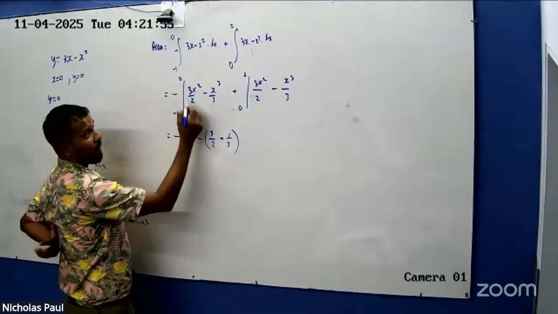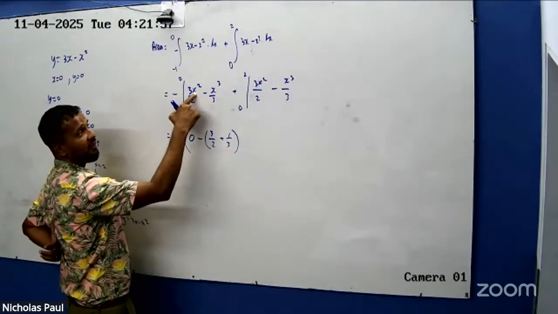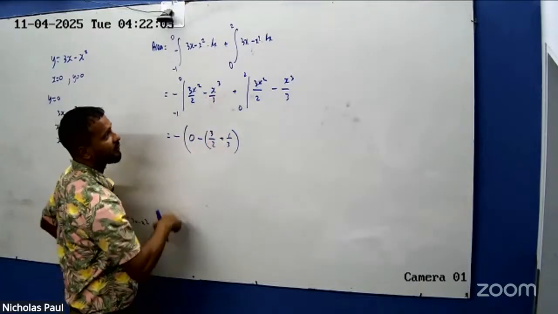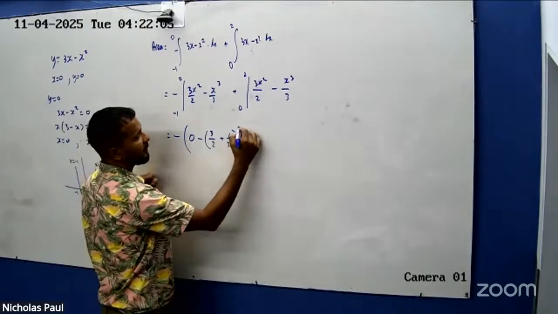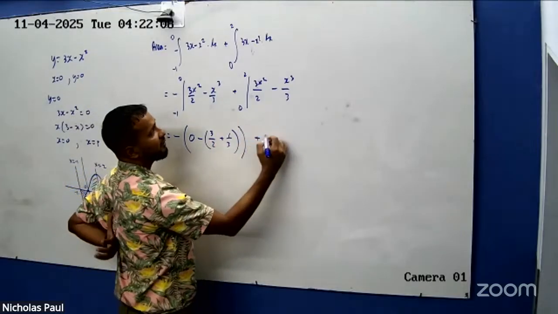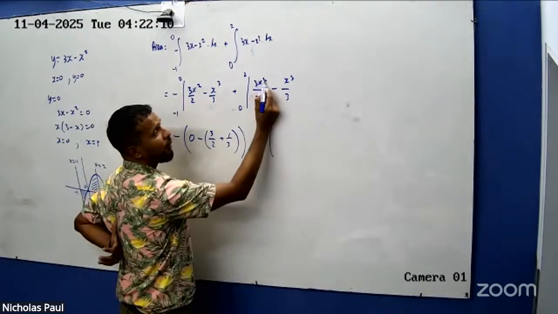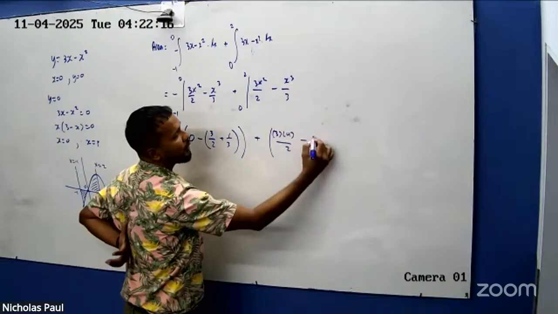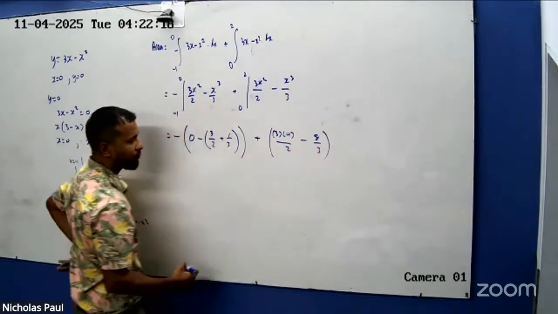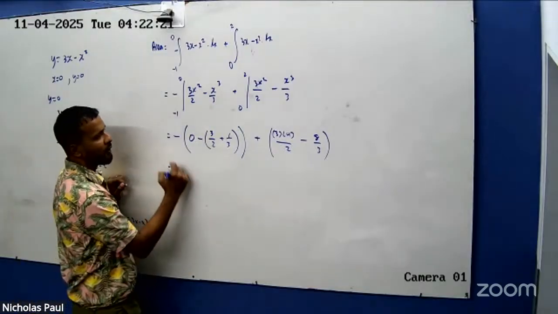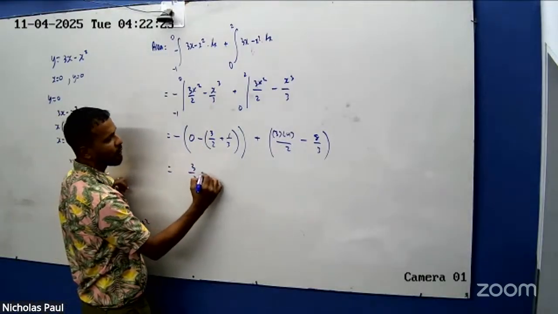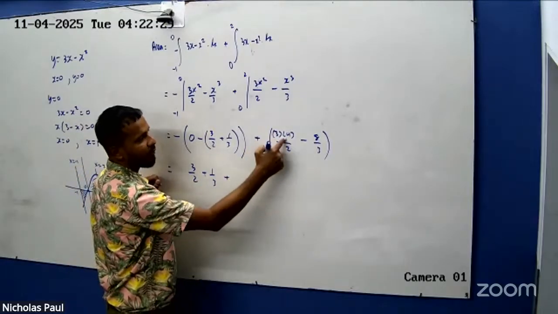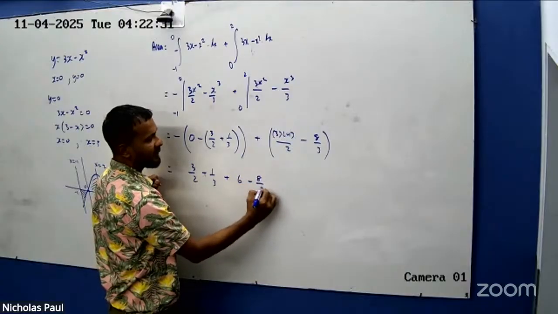When you plug in 0, you'll get 0. When you plug in -1 here, you'll get 3 on 2, and a minus and a minus is a plus. Right? That's the first piece. Then add it to plug in 2. 2 squared is 4, 3 by 4 over 2. 2 cubed is 8, 8 over 3. So that will cancel. So I get 3 on 2 plus 1/3, plus, that will cancel, I get 6 minus 8 on 3.